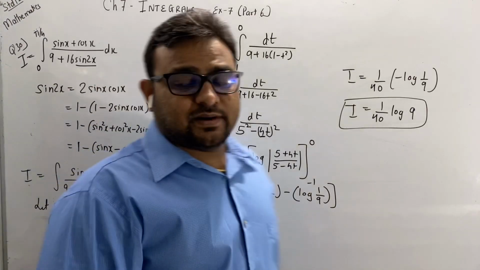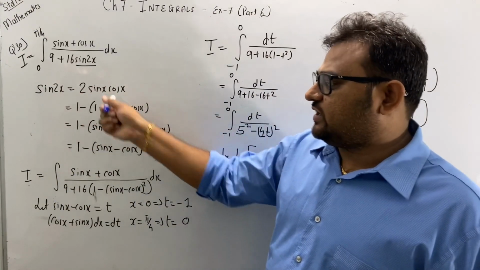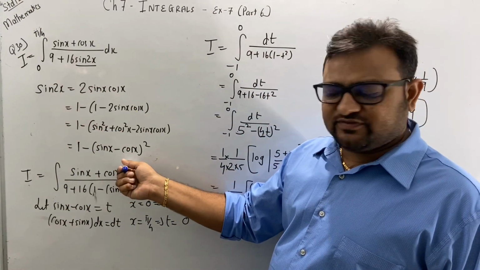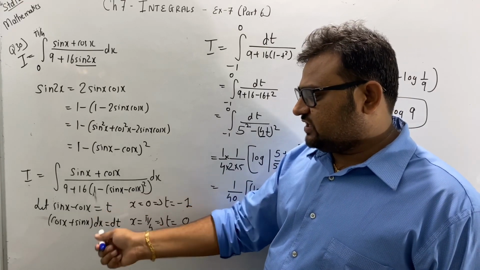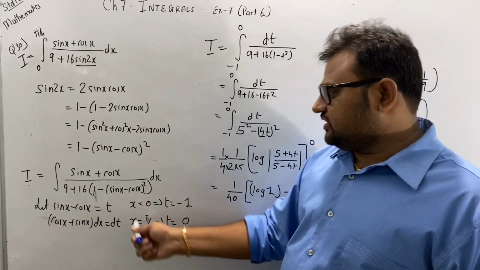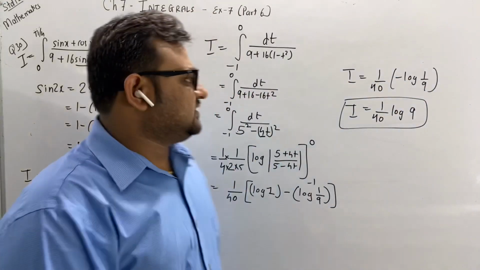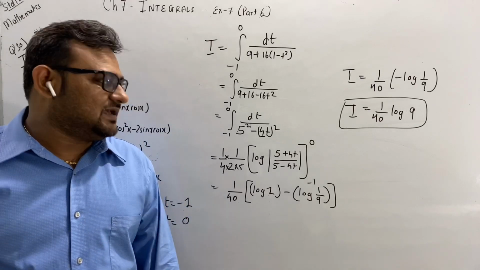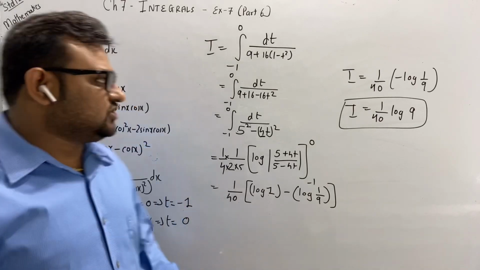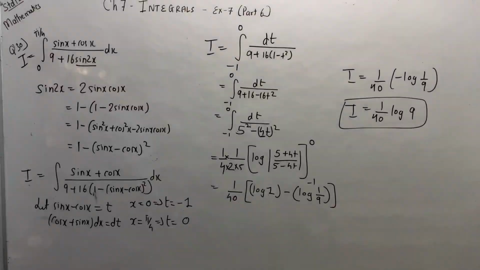Okay, so I'm repeating now what we have done. We have taken sin 2x, rearranged it as we had in the last sum, and assumed cos x minus sin x as t. So this is dt, change the lower and upper limit. Then it's the formula of integration of 1 upon a square minus x square. Clear? So just go through question number 30.